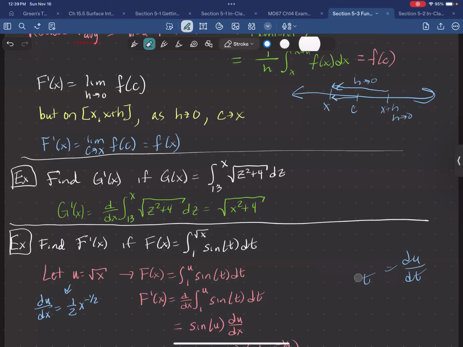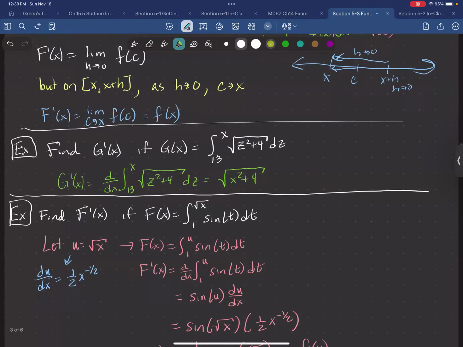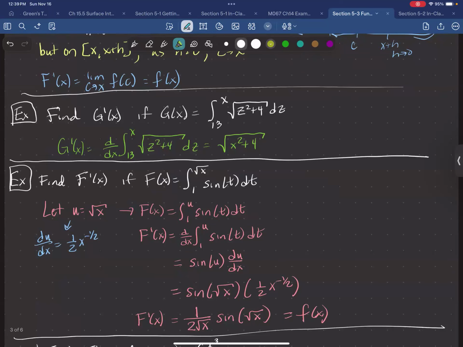So what was du dx? Well, u is x to the 1/2, so du dx is 1/2 x to the negative 1/2. We're going to put that in. And now that we have this in terms of u, we can go directly to it. We got sine u. That's just using the fundamental theorem, but we got an extra chain rule on there. So we put that there at the end, and I just put it out front and cleaned it up, and that will be our f prime of x.